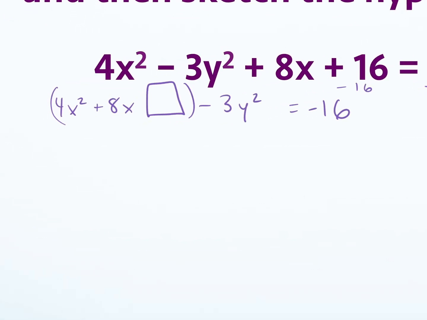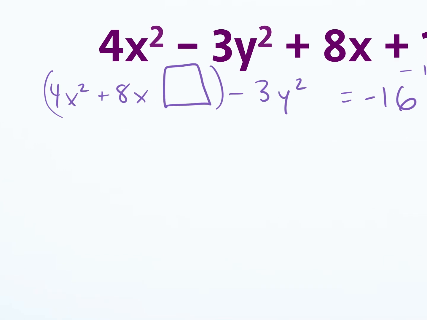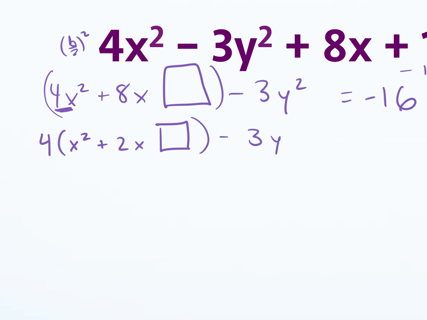What do we need to do first to complete the square with the x's? We need to know our formula, which is b over 2 squared, but I can't just plug in 8 for my b. Why not? I have to take out that 4 first. Because the x squared has a constant in front of it, we need to take that out. So I'm going to take the 4 to the outside, dividing both the 4x squared and the 8x by 4. So I have 4 times x squared plus 2x. We're going to leave a space to complete the square there. Minus 3y squared is equal to negative 16.